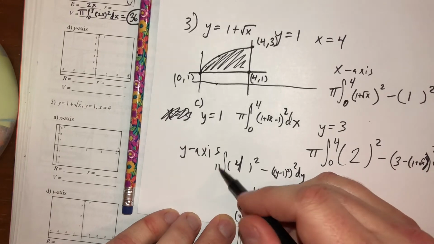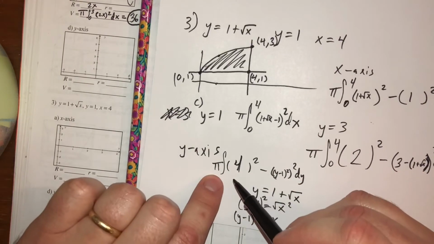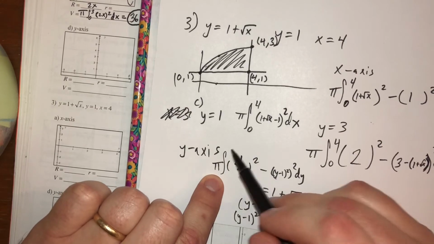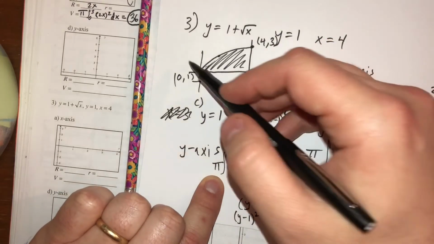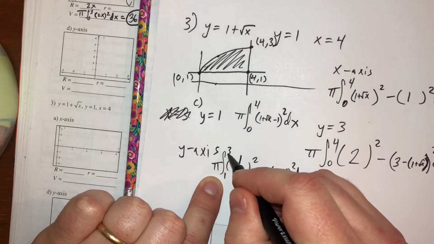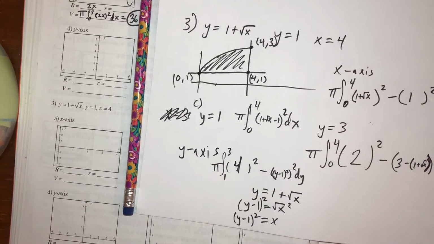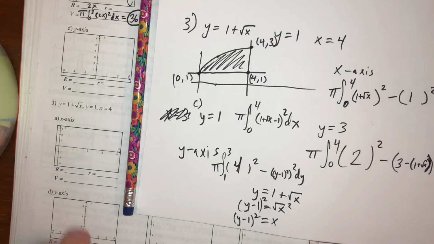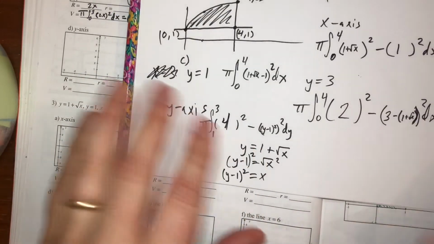Oh, and make sure you have the pi on the front. And our bounds need to be y values. So we go from our low value, which was 1, to our high value, which was 3. Okay, that was our y-axis. 2 more on this problem.